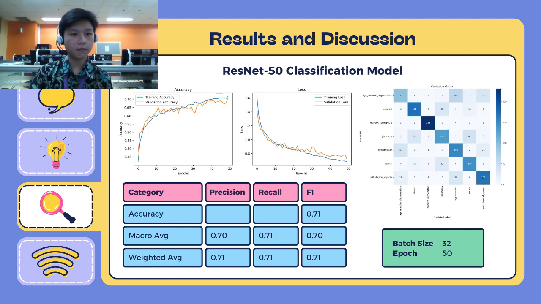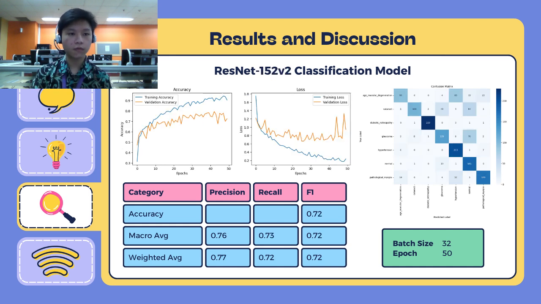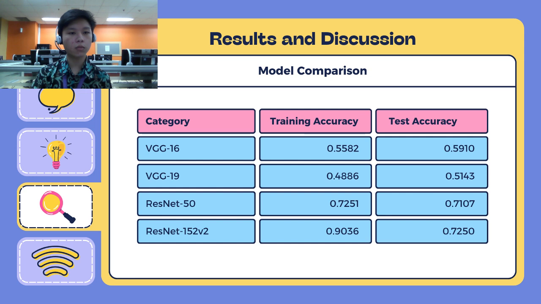Now for ResNet 50 classification model, it started on 31% training accuracy with the final training accuracy of a whopping 73%. It has the overall accuracy of 71%. And for ResNet 152 version 2, it started on 31% training accuracy with the final training accuracy of a whopping 91%. It has the overall accuracy of 72%. Here is the overall model comparison.